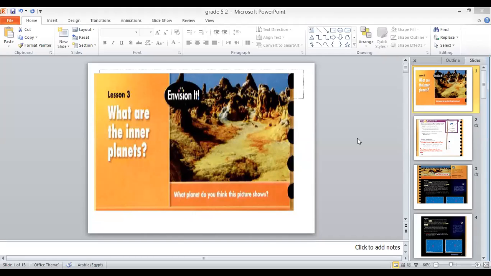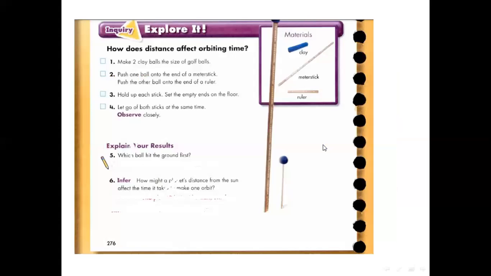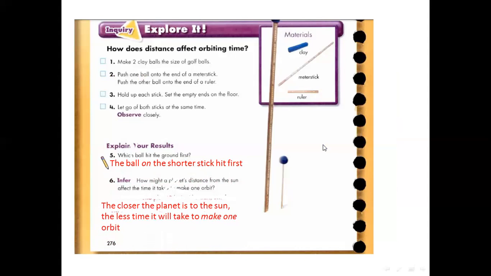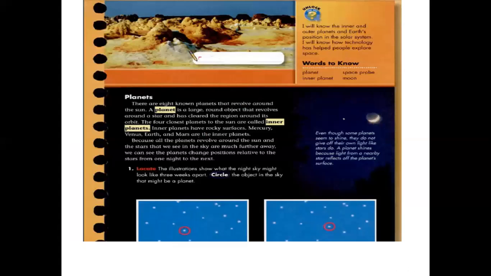We started the week by studying our solar system. We said our solar system is made up of the sun, which is the biggest and the only star in our solar system, and there are 8 planets that revolve around the sun. Also, we discussed how the distance from the sun will affect the orbit of the planet. We said if the planet is close to the sun, it will have a short orbit. If the planet is farther from the sun, it will have a long orbit.